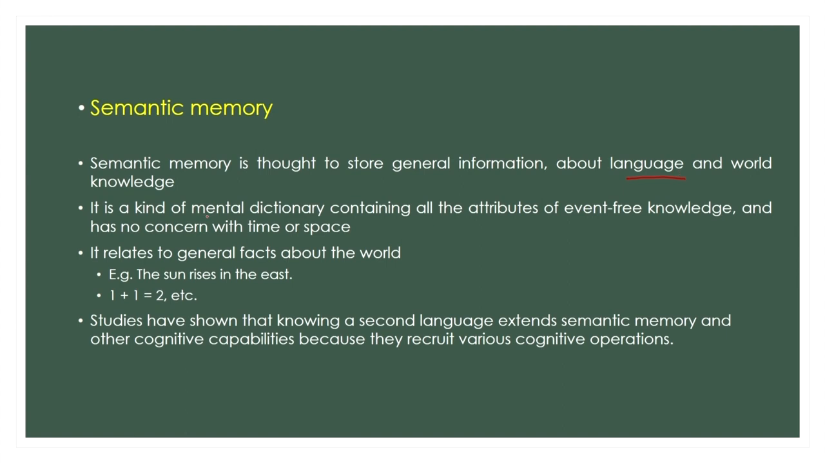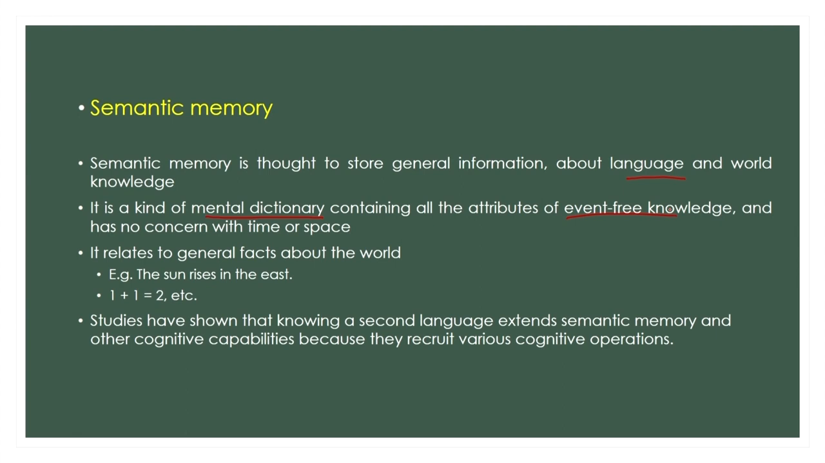So it is a kind of a mental dictionary, containing all the attributes of event-free knowledge. So what does event-free knowledge mean? That this is objective, this exists even without anybody else's interpretation or having anything to do with time, space, person, nothing, no context, it is context-free information.